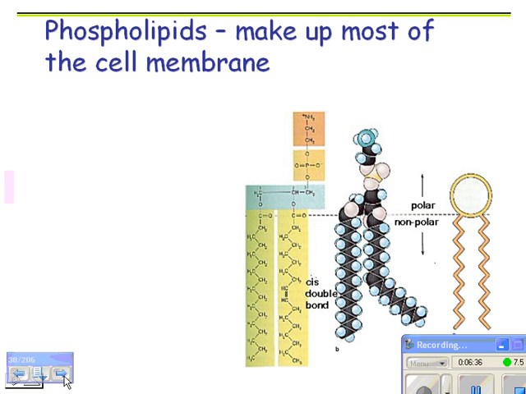Phospholipids make up most of the cell membrane, and if you remember to put your smiley face in here, which of course doesn't exist, that will help you remember that the head of it always says, I love water. And the tails, of course, do not. So this is the picture that I always draw. It really looks more like this, though.